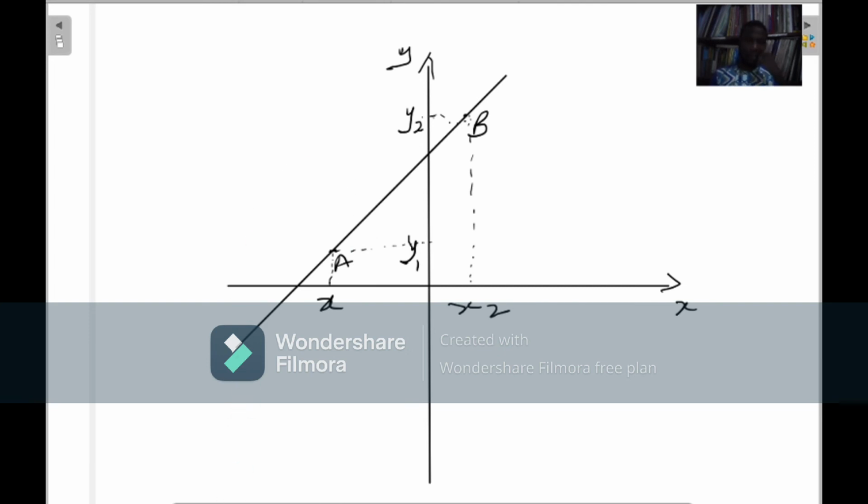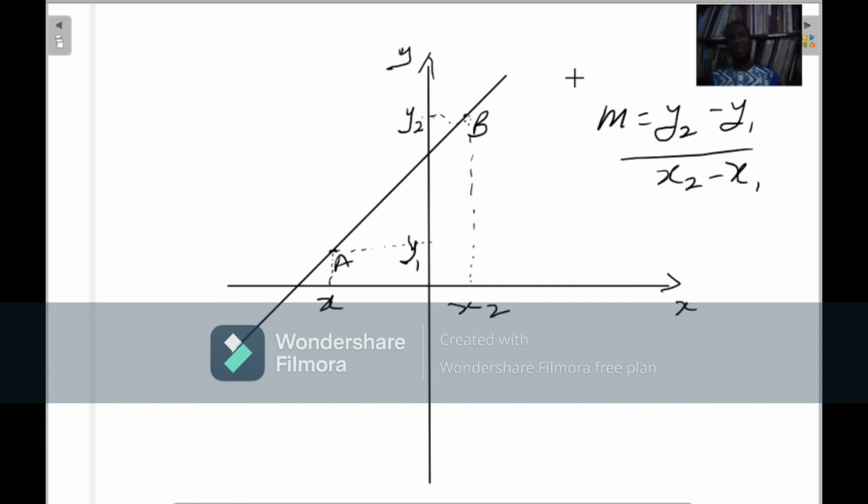Then we just use the formula m equals y2 minus y1 all over x2 minus x1 to solve it. So I will not spend much time on that. That is all you do when you are given the line already in the Cartesian plane and you are to find the gradient or slope of the line. You just locate any 2 points on the line, trace them to the respective axis, and then fix them into the gradient formula.